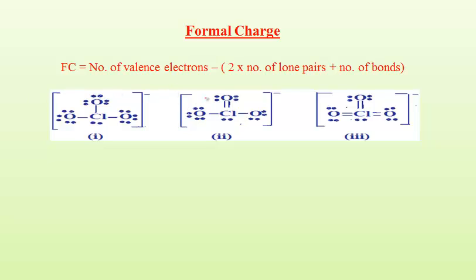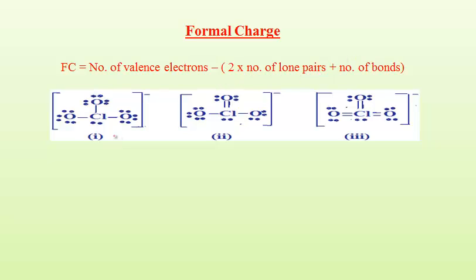There are 3 resonance structures of chlorate ions given, and I will discuss how to assign the formal charge on a particular atom in these ions. The formula for formal charge is given here: the number of valence electrons of an atom minus the bracket 2 multiplied by number of lone pairs plus number of chemical bonds formed by the atom in the ions or compounds.